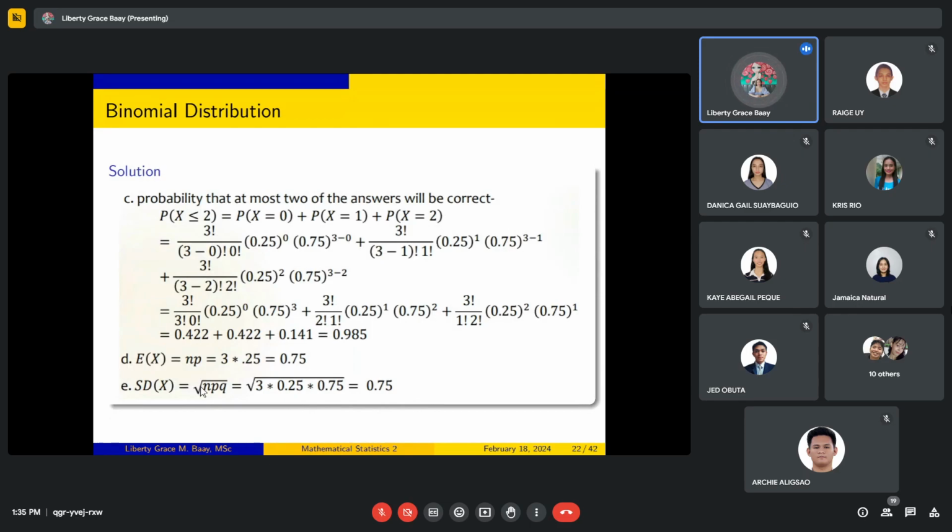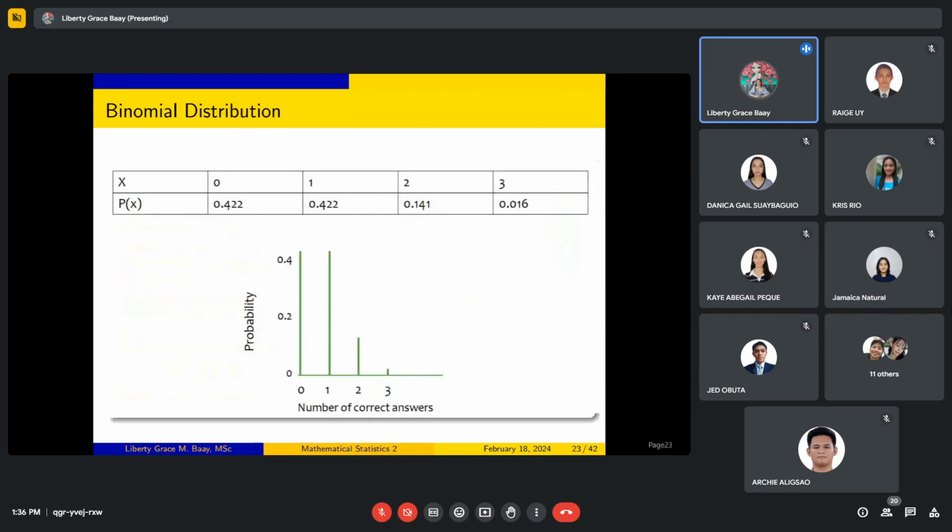And lastly, for the standard deviation, this is just the square root of npq. Okay, we already determined that our n is equal to 3, our p is 0.25 since it is 1 over 4, because there are four choices. So the probability of getting it correctly is 1/4 and the probability of failure is 0.75. Okay? So we have this one.